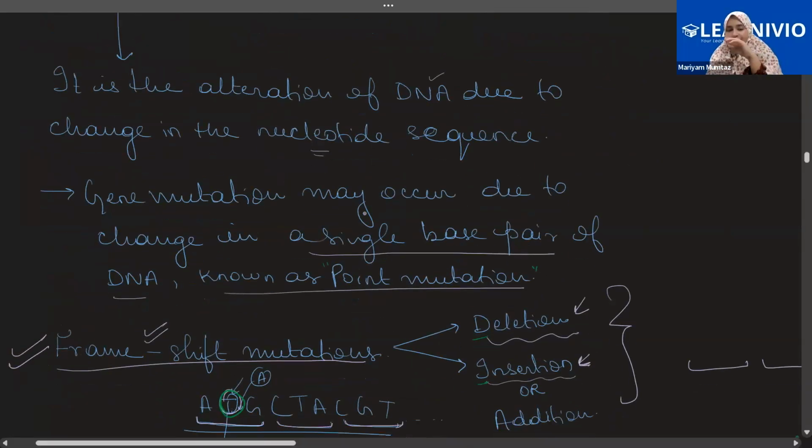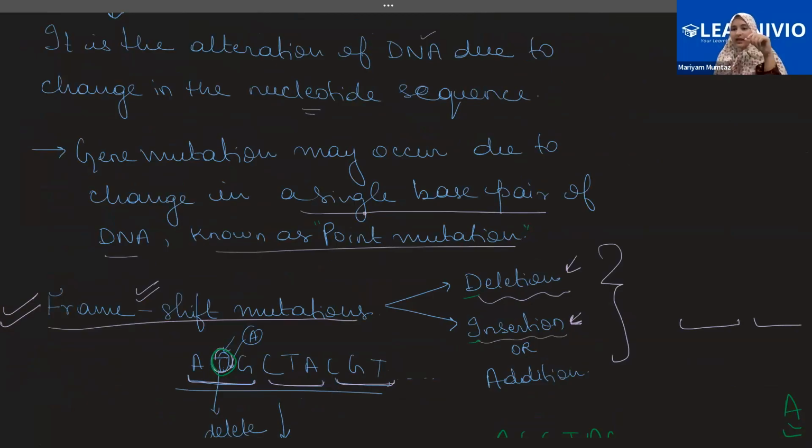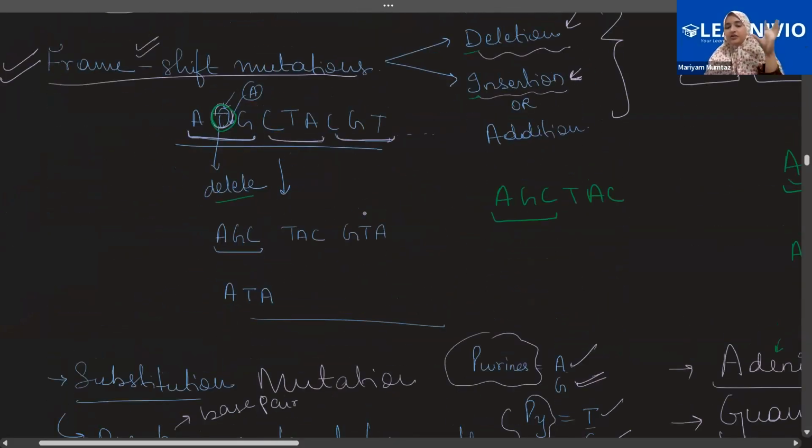Now, gene mutation may occur due to a change in a single base pair of DNA, and we call that point mutation. When the mutation occurs because a single base pair is affected or changed, that is what we call point mutation. Then comes frame shift mutation.